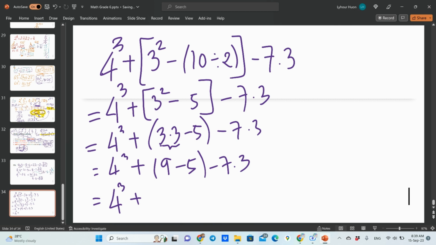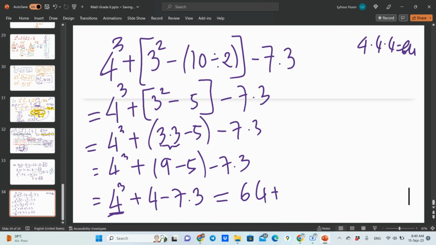9 minus 5 is 4. 4 minus 7 times 3. Now what do we do after? Now the parenthesis is all open, so parenthesis is done. Second, we do the 4 to the power of 3. 4 to the power 3 equals 4 times 4 times 4, which is 64. So this is 64 plus 4 minus 7 times 3.